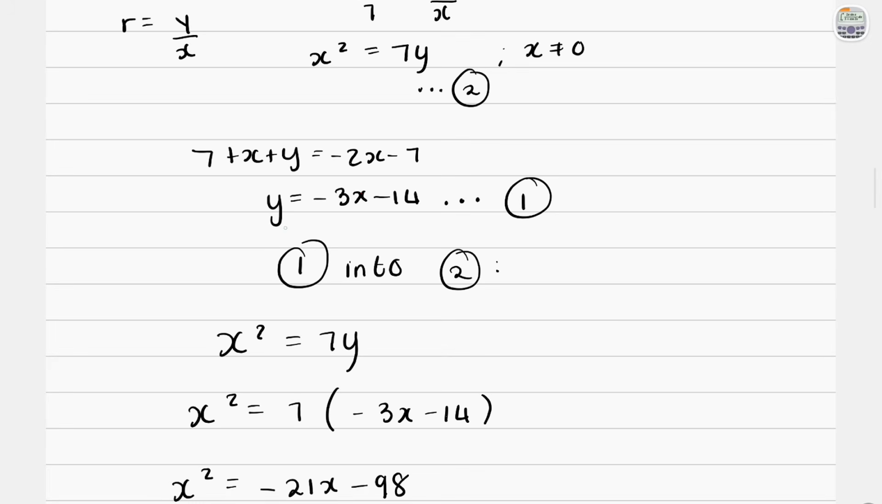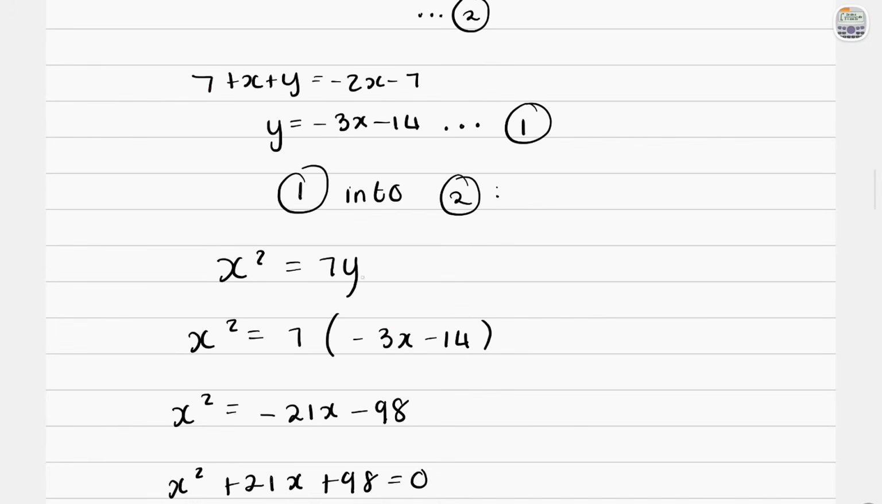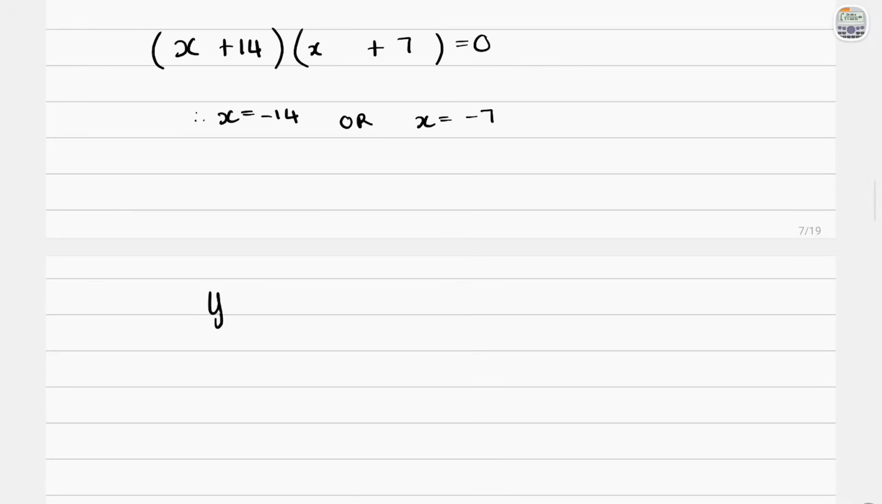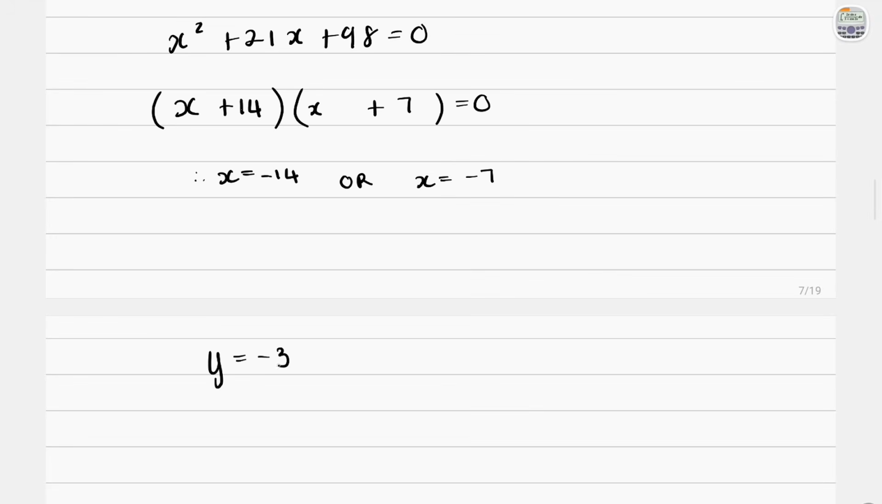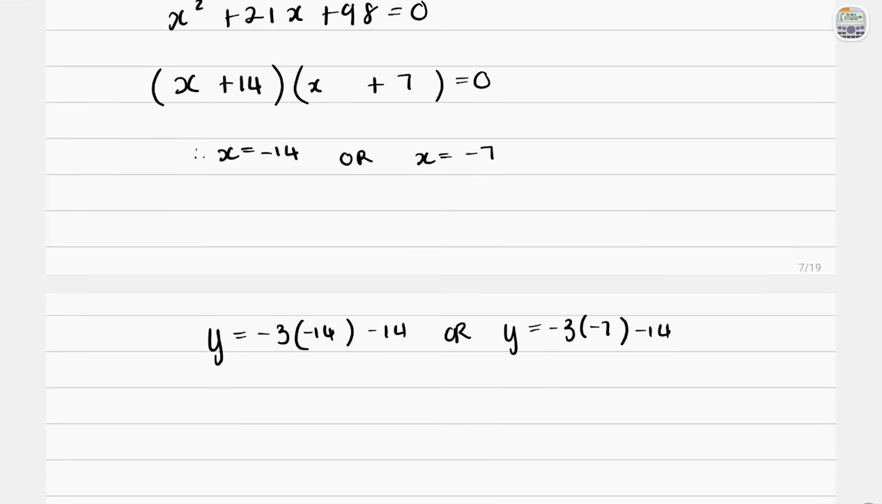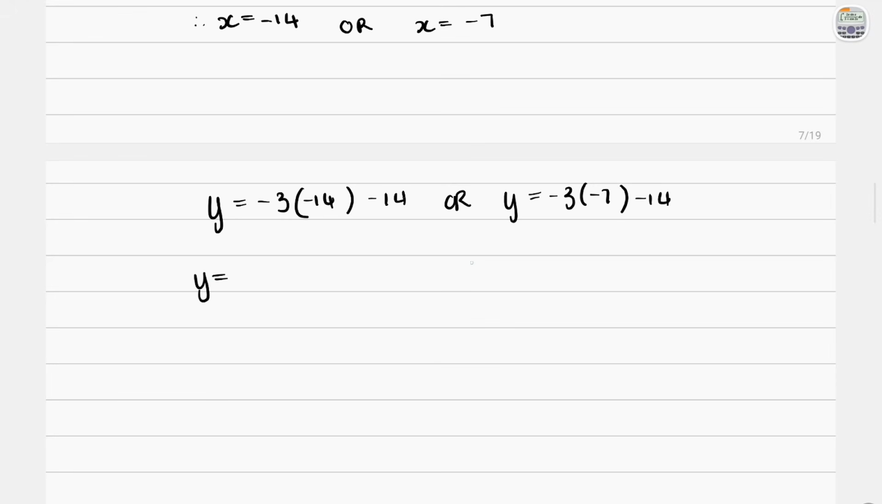So you can just use the equation that had y as a subject. So y is finally equal to negative 3x minus 14. So if this is negative 14, or y is equal to negative 3, and this is the second x value, negative 7, and then minus 14. And I'm just quickly going to use a calculator to find these values.